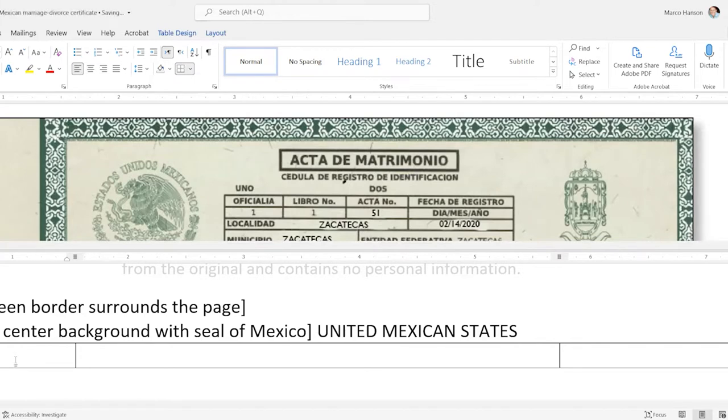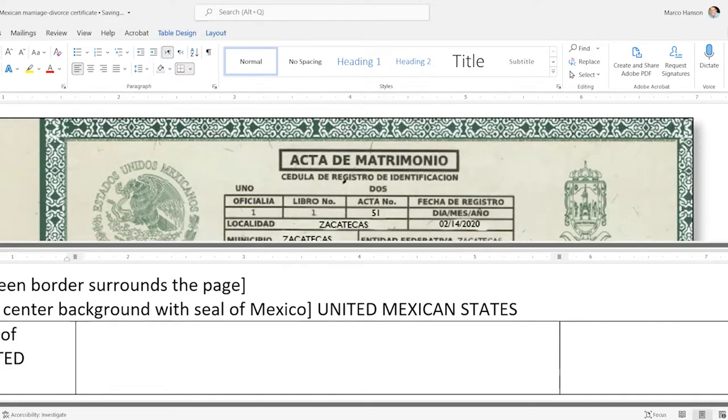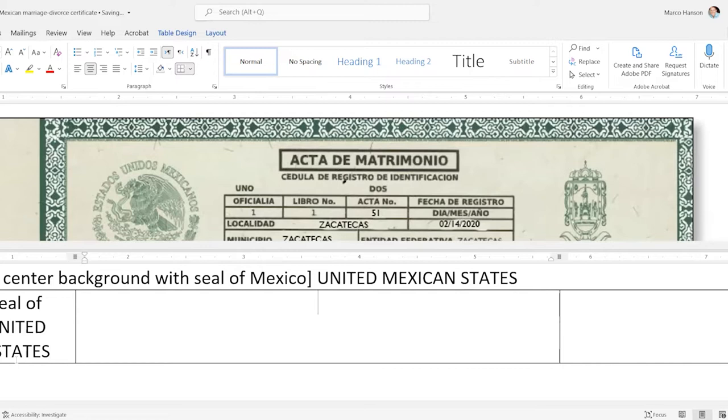So, go ahead. I was just going to say, so I see that Marco's got some bracketed information there. And so we put in square brackets information that's not written text on a document, but that's identifiable information. So he made note that there was a decorative border around the page. You don't have to do that. We like to throw that in, again, as identifying this is the same document that you're looking at. There's a watermark in the center background with the Seal of Mexico, which you can't see on the screen right now, but when we scroll a little bit later, you'll be able to see that again.